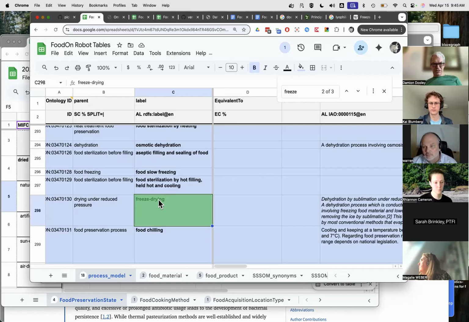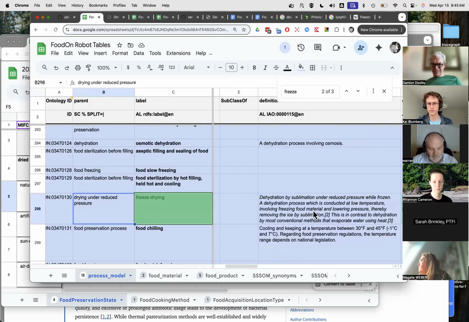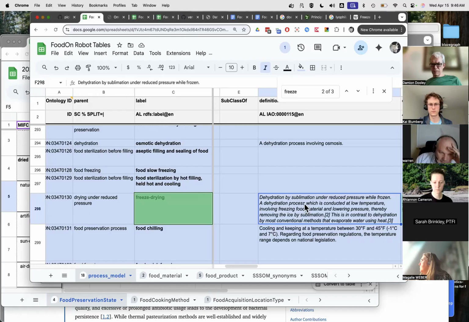Now, freeze drying. So we've got osmotic dehydration and dehydration. At the moment, we have this freeze drying under reduced pressure, but is that a mistake? I don't see reduced pressure here. I see low temperature. I know in the laboratory, the process of lyophilization is specifically from frozen under a vacuum, so that's a low pressure system. I don't know about the cryopreservation, unless those are truly just synonyms, or sorry, cryodesiccation.